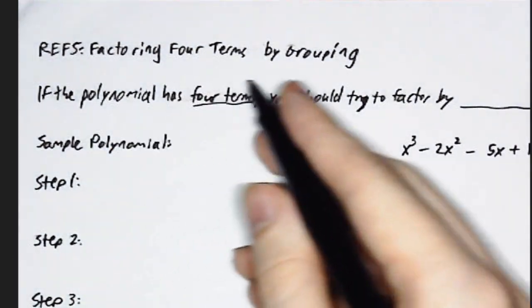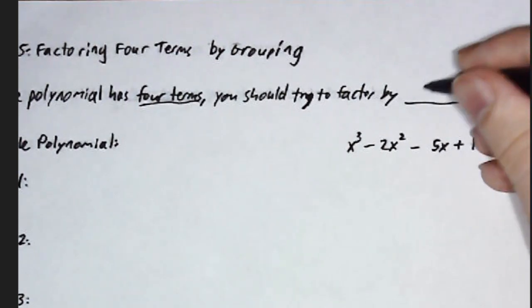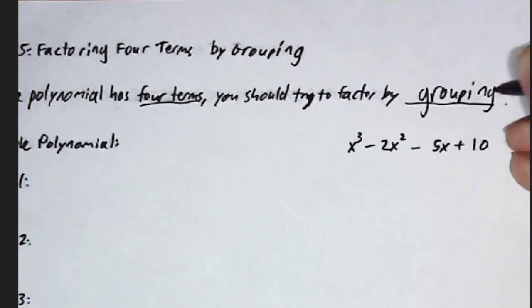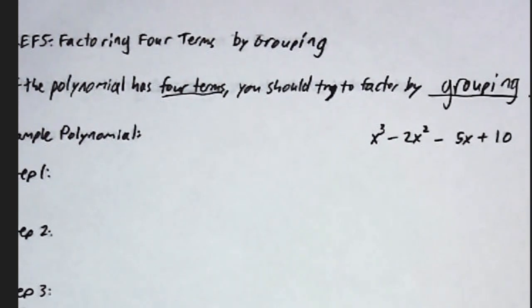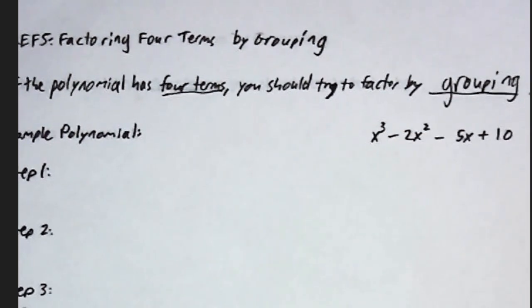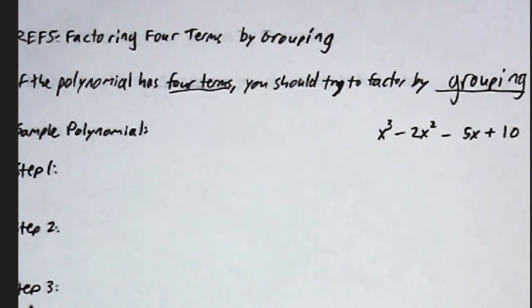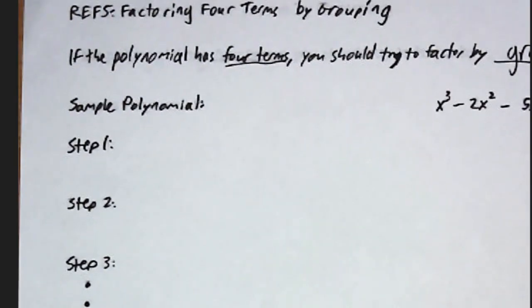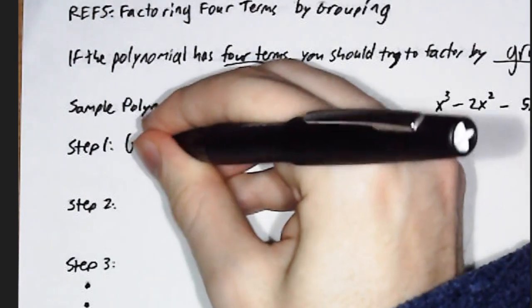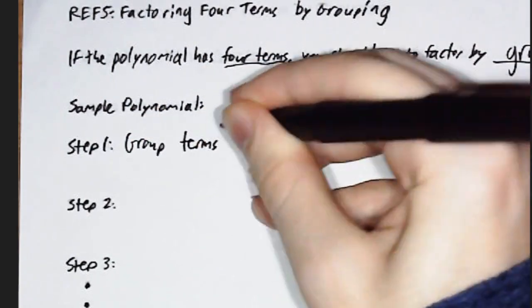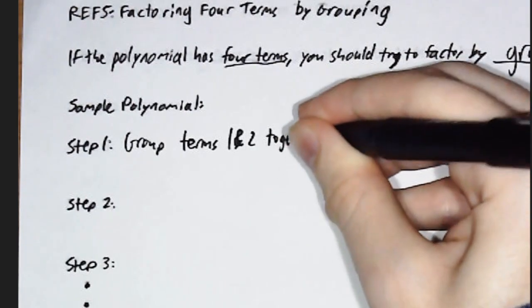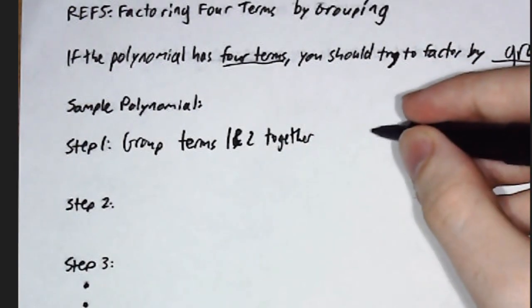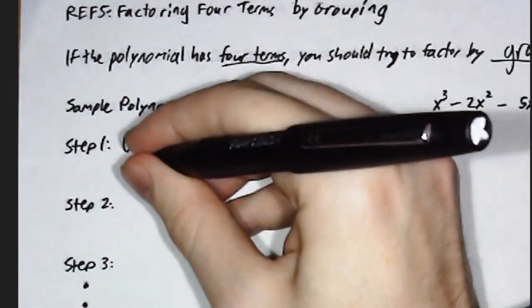So, if the polynomial has 4 terms, you should try to factor by what we call grouping. So we have a sample here. This is x cubed minus 2x squared minus 5x plus 10. The first step when factoring by grouping is to group terms 1 and 2 together, and terms 3 and 4 together.